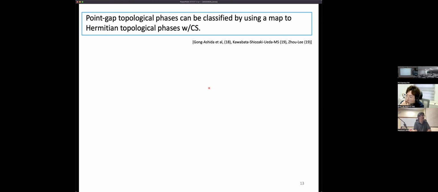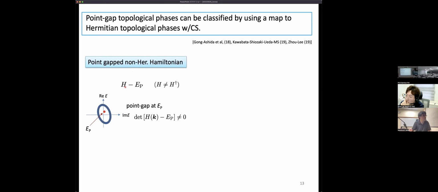So now I'll explain how to classify the point gap topological phases. Fortunately, point gap topological phases can be classified by using a map to the Hermitian topological phases with chiral symmetries. Here I show the typical spectrum of the point gap non-Hermitian Hamiltonians, and we have a reference point here, and this is a state. We have a point gap because there is no overlap between this state and the reference point. In this case, we can show that the determinant of this equation becomes non-zero because there is no spectrum at the reference point.